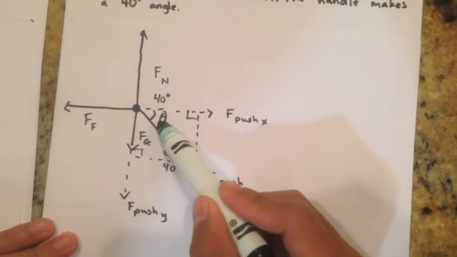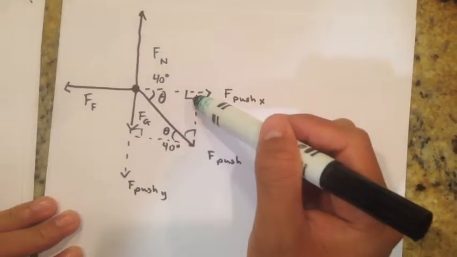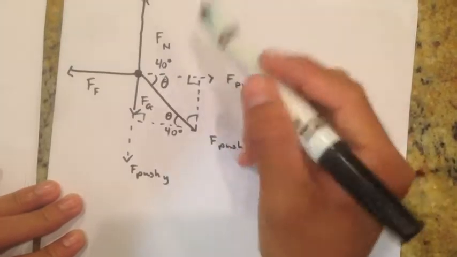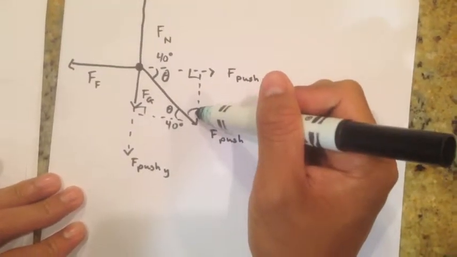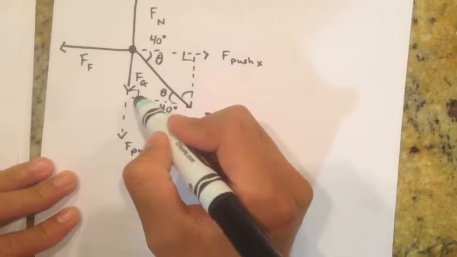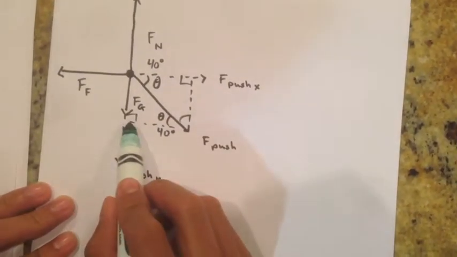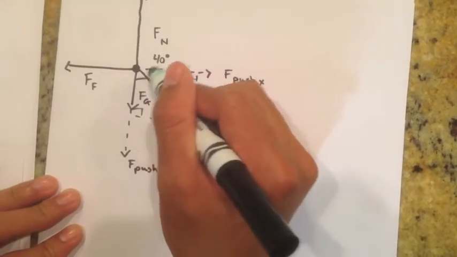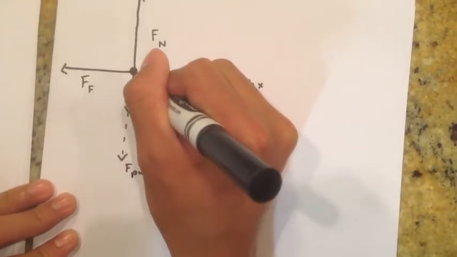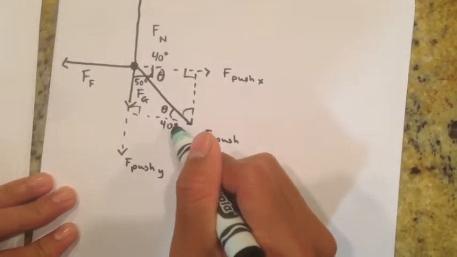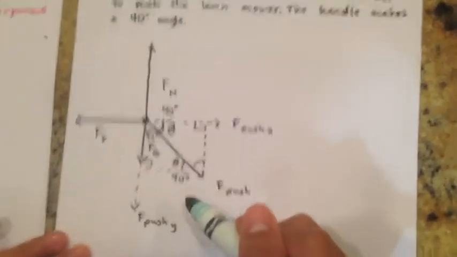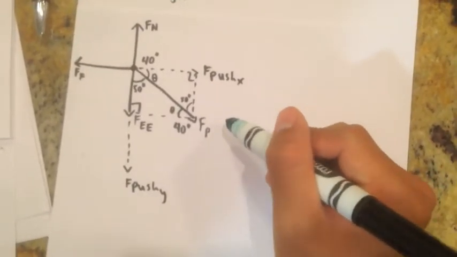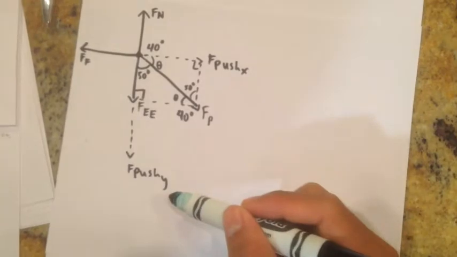Because this angle is 40 degrees and it's a right triangle, this angle must be 90 degrees. And we know that the angles of a triangle add up to 180 degrees, so this angle must be 50 degrees. We also know that this right triangle also has a 90 degree angle. 90 minus 40 equals 50. So that means the last angle must be 40 degrees. Now that we've found the angles, we'll be looking for an equation to find the values of the force of the push in the x dimension and the force of the push in the y dimension.